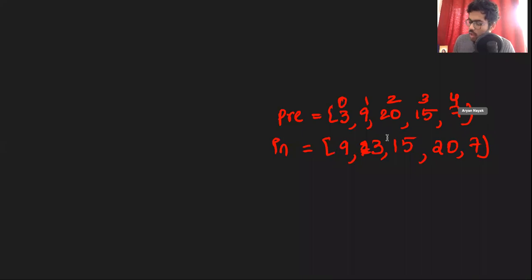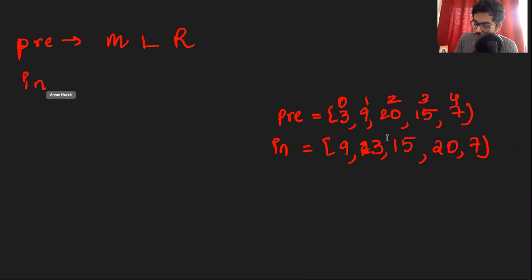So we've been given two arrays, and every time we're asked for a pre-order traversal, we know we're going to traverse the tree by going to its middle, then going to its left, and going to its right. And every time we are asked for in-order traversal, we are going to go to its left, then middle, then right. These are the orders in which we do traversal.